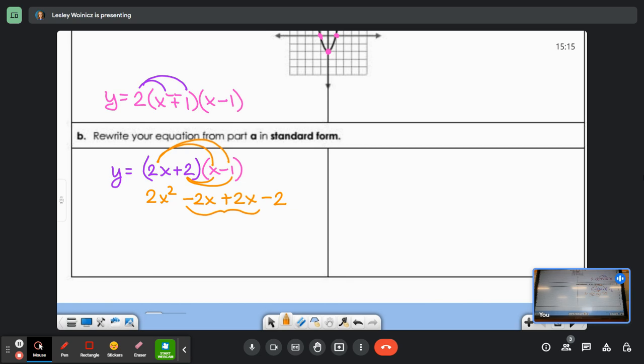Yeah, they have the same magnitude, but they're opposite in sign, so bye. So my final standard form answer is y equals 2x squared minus 2.